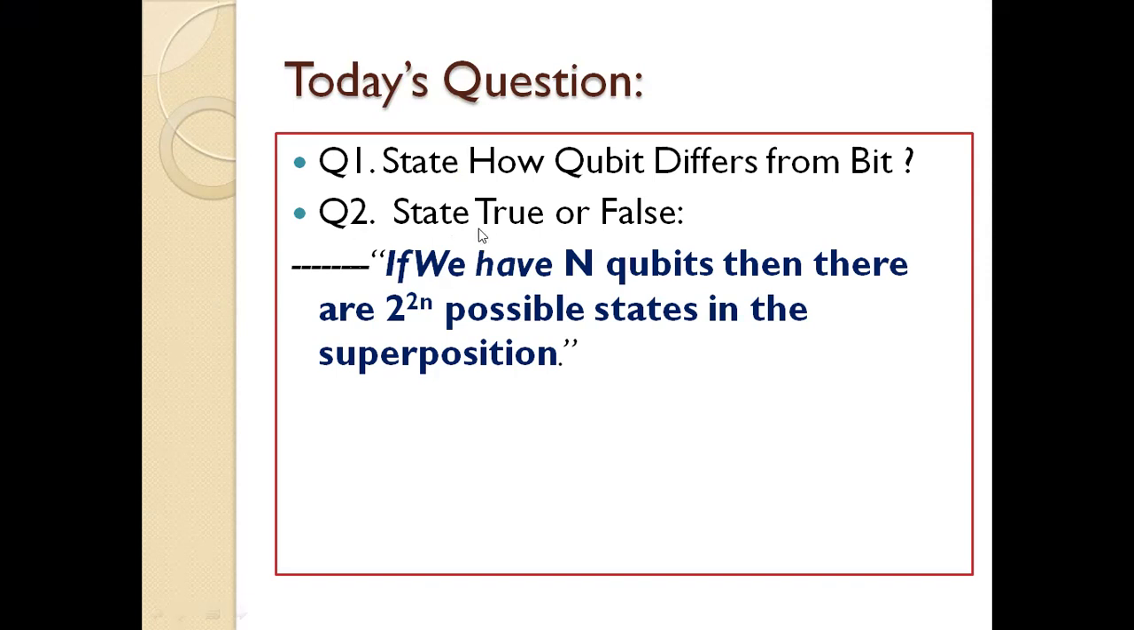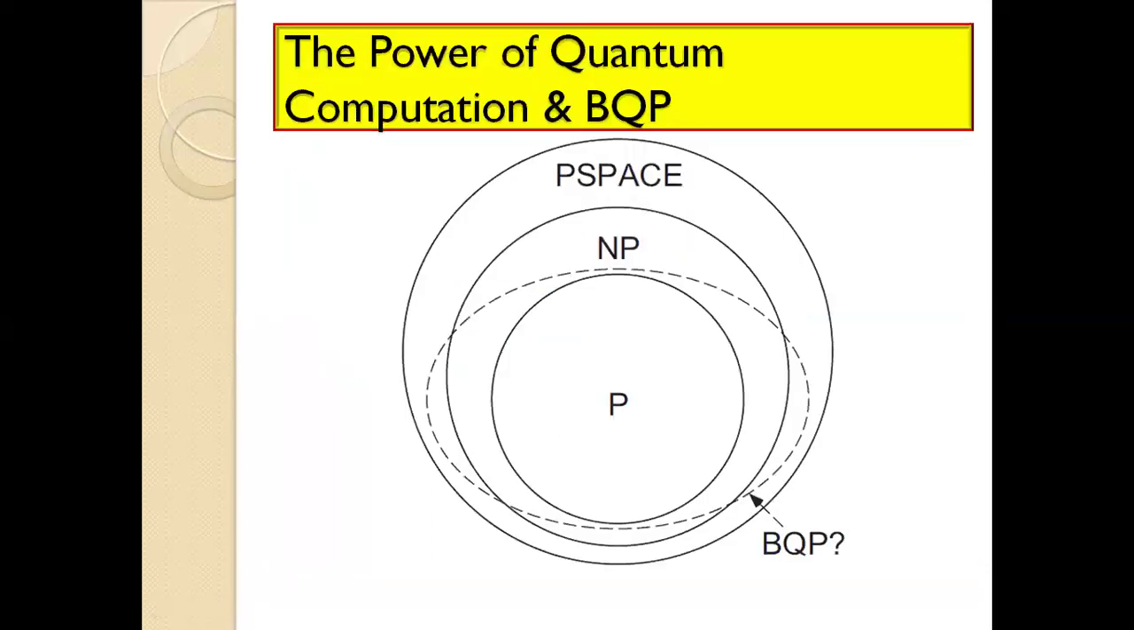Then question number 4, state true or false: if we have n qubits, then there are 2 to the power n possible states in the superposition. Yes or no, true or false. Write down your answer.